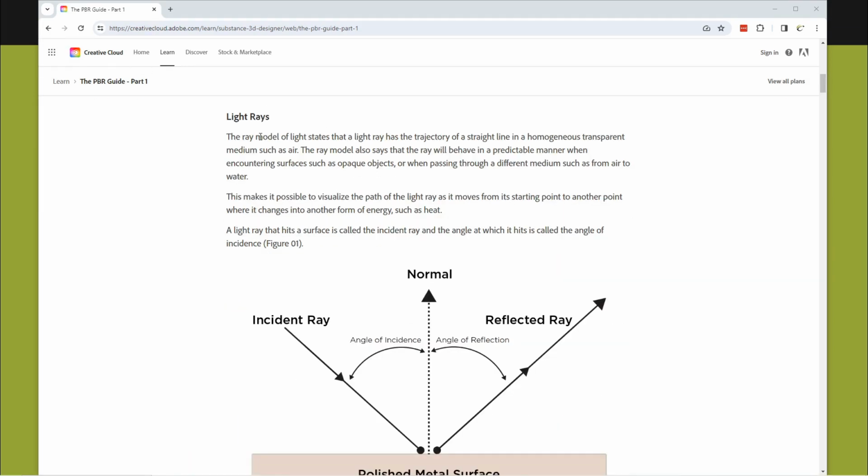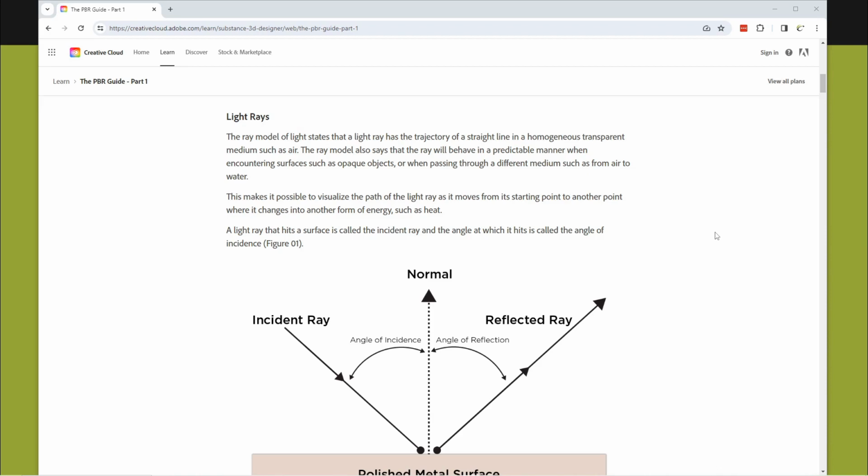Light rays. The light ray model of light states that a light ray has a trajectory of a straight line in a homogeneous transparent medium such as air. The ray model also states that the ray will behave in a predictable manner when encountering surfaces such as opaque objects, or when passing through a different medium such as from air to water. This makes it possible to visualize the path of a light ray as it moves from its starting point to another point, where it changes into another form of energy such as heat.